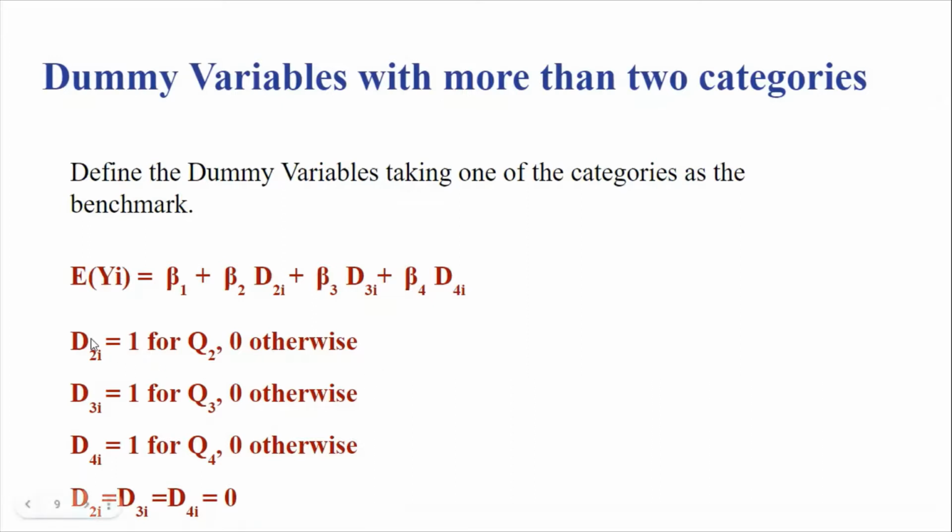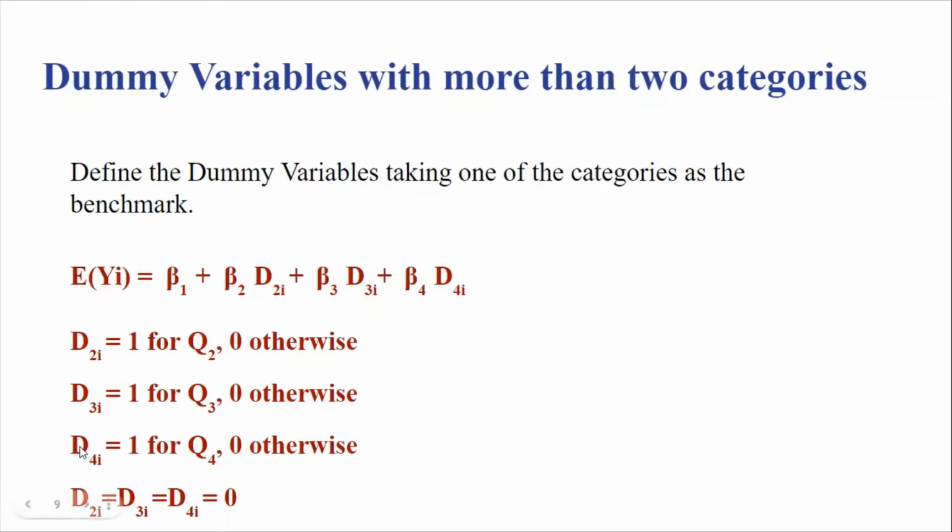So have a look. D2i equal to 1 for quarter 2 and 0 otherwise. This means that we have assigned a value 1 for quarter 2 and otherwise it is 0. So it is 0 for quarter 1, 3 and 4. Next is D3i equal to 1 for quarter 3. So we have assigned a value 1 for quarter 3 and otherwise it is 0. So it is 0 for quarter 1, 2 and 4.